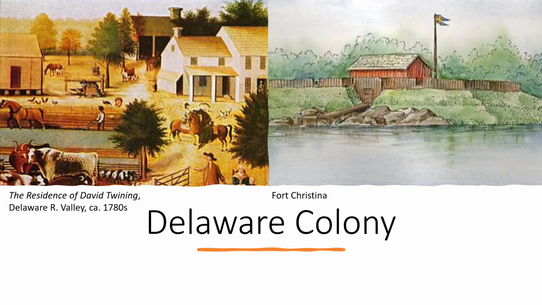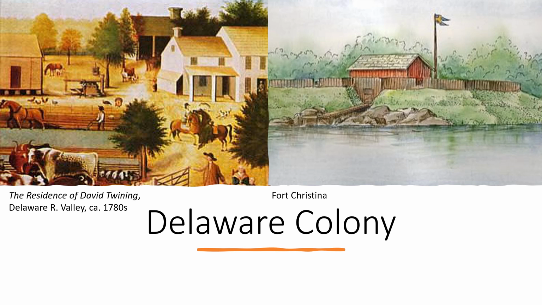These are some images related to the early Delaware colony. On the right is Fort Christina, the Swedish settlement in Delaware that was eventually taken over by the Dutch and ultimately, in the end, taken over by the English. The other image on the left is of a farm in the Delaware Valley. This is to give you an idea of what the economy was like in Delaware.